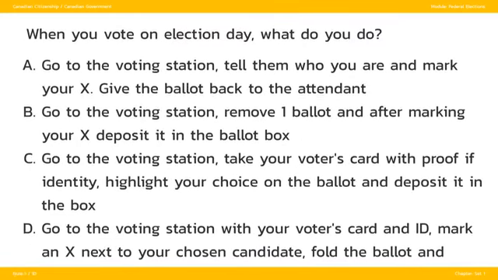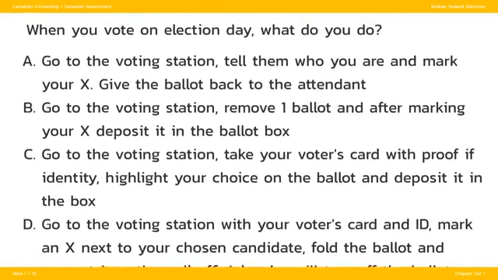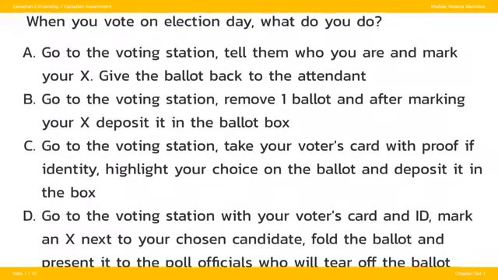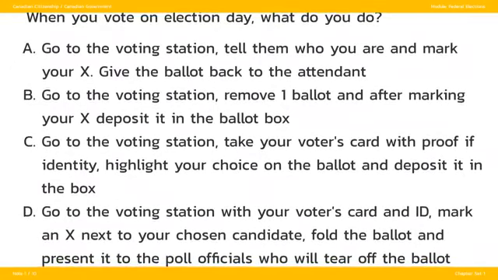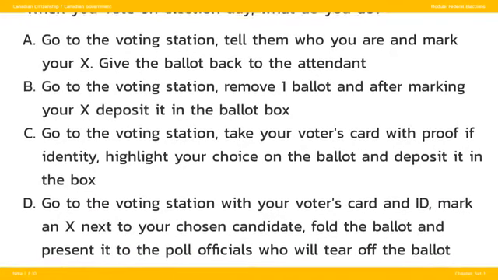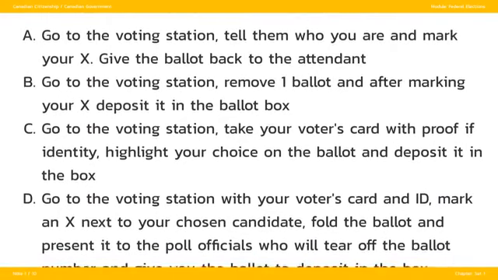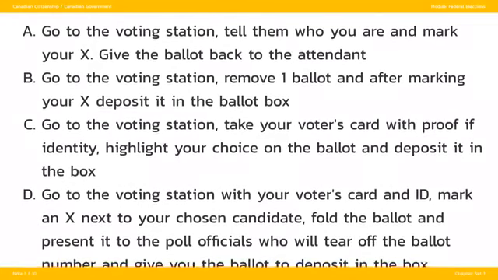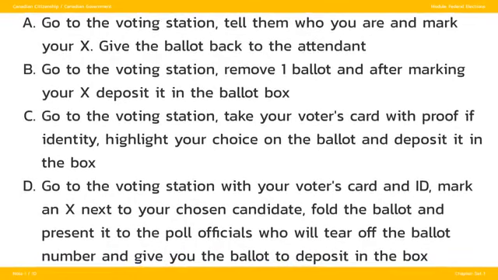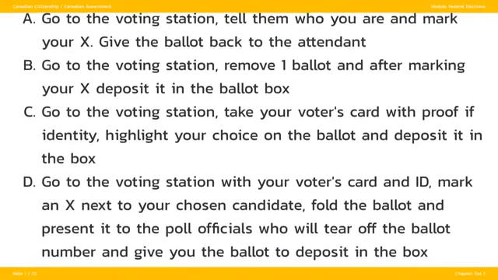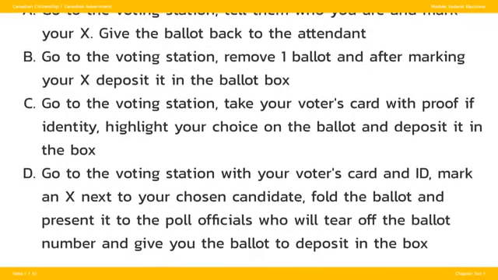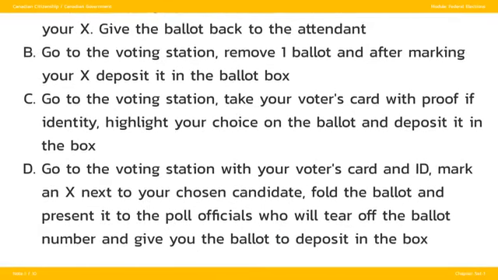When you vote on election day, what do you do? A. Go to the voting station, tell them who you are and mark your X. Give the ballot back to the attendant. B. Go to the voting station, remove one ballot and after marking your X deposit it in the ballot box. C. Go to the voting station, take your voter's card with proof of identity, highlight your choice on the ballot and deposit it in the box. D. Go to the voting station with your voter's card and ID, mark an X next to your chosen candidate, fold a ballot and present it to the poll officials who will tear off the ballot number and give you the ballot to deposit in the box.